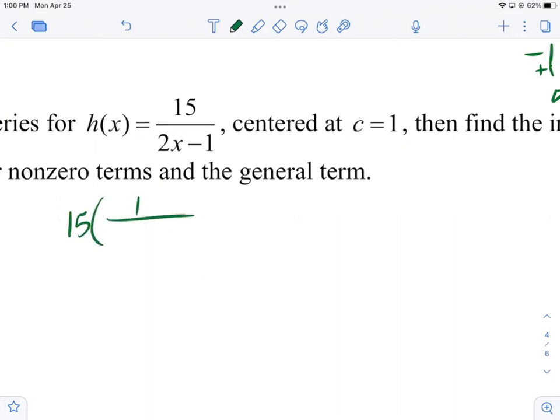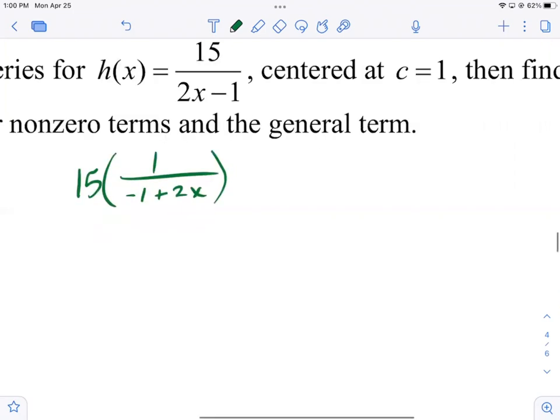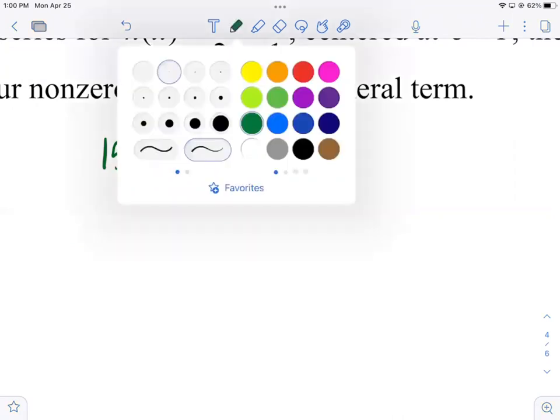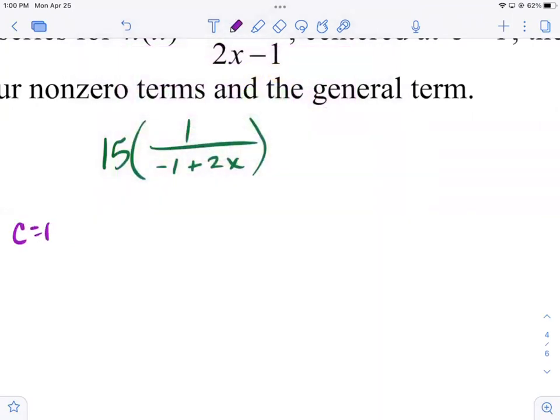That looks good. And then -1 plus 2x, right? We like to have the x term first. So that might be my first step right there. But what you want to do after you do that, before you start factoring out a 2 from everything, is get your center situated.